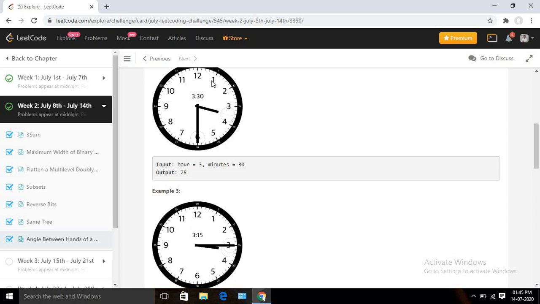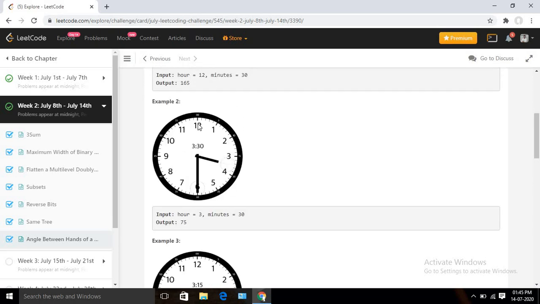Similarly for the hour hand, you can think of 12 as the base, and your hour hand is now at 1, so it has completed a total of 1 hour. Here we have a total of 5 minutes, so 5 into 6, that means 30. So if your hour hand is at 1, that will again create a 30-degree angle.